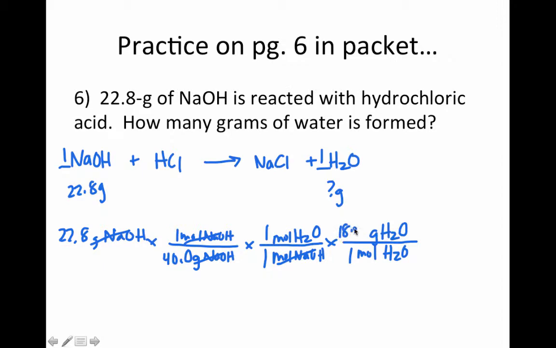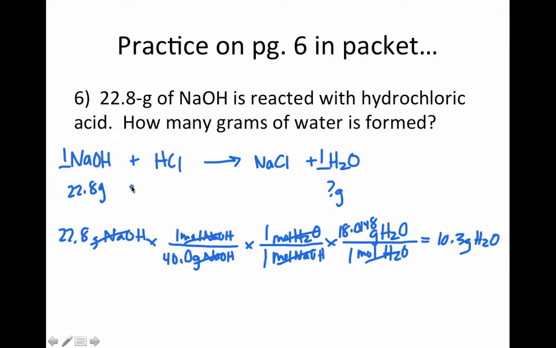If you look up the molar mass of water on the periodic table, we have 16, 1, and 1. Comes out to 18.0148. That's one I just happen to know off the top of my head, but if you add that up, use your periodic table. 1 oxygen, 2 hydrogens. And I'm going to do my math. 22.8 divided by 40.0 times 18.0148. I get 10.3 grams of water as my answer.